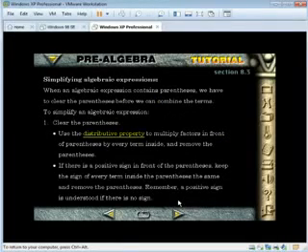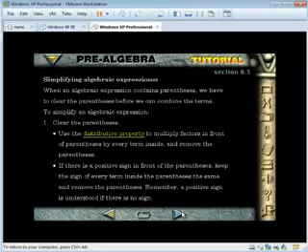Simplifying algebraic expressions. When an algebraic expression contains parentheses, we have to clear the parentheses before we can combine the terms. To simplify an algebraic expression, 1. Clear the parentheses. Use the distributive property to multiply factors in front of parentheses by every term inside and remove the parentheses. If there is a positive sign in front of the parentheses, keep the sign of every term inside the parentheses the same and remove the parentheses.